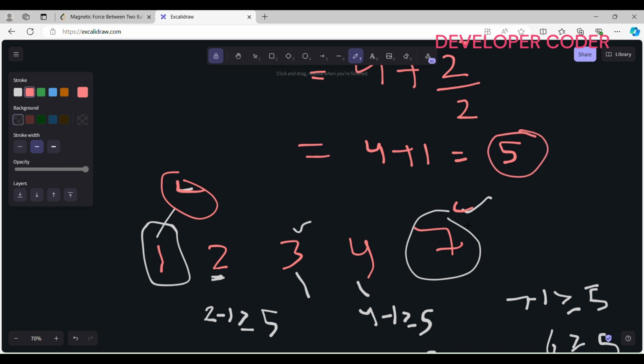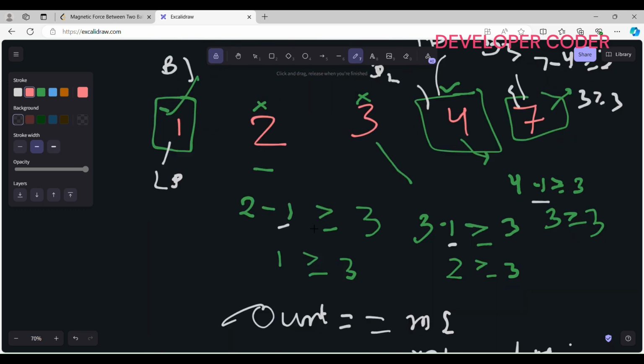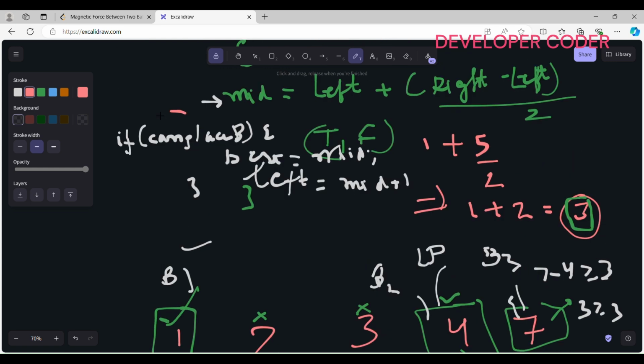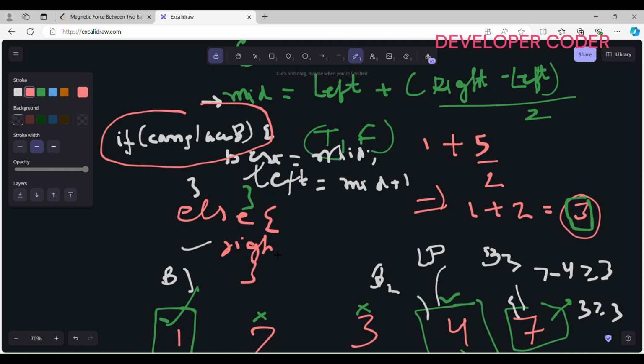Okay, so now we can't place total 3 balls. So definitely this function is going to return me false. Okay, if can place false. So now in the else part, what I have to do is just move my right to mid minus 1. Okay, so now let's search for other values.